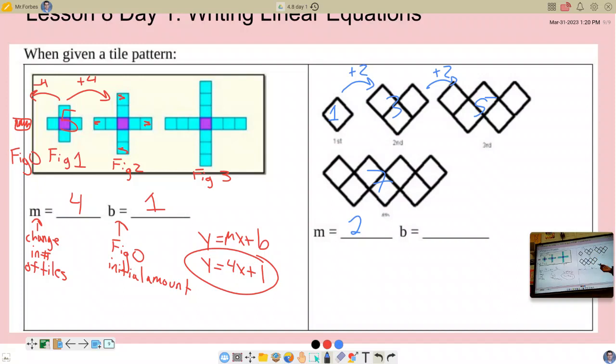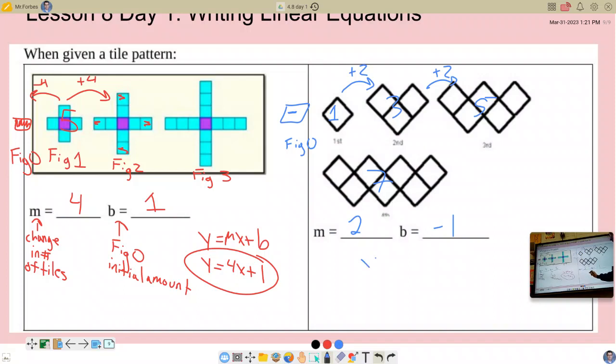My b value would be my figure 0. What is my figure 0 here? What would it be? Negative 1. And so remember we talked about yesterday, if you had to draw that, you just put a negative sign in the tile. But so my b value would be -1. So I have one negative tile.